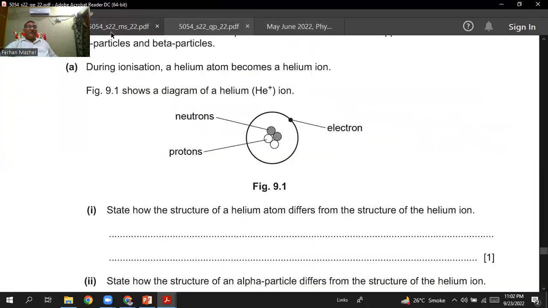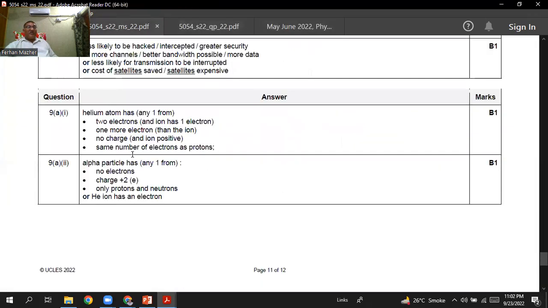Okay, so that's the difference between them. I can show you from the marking scheme as well. Okay, so that is the first part.